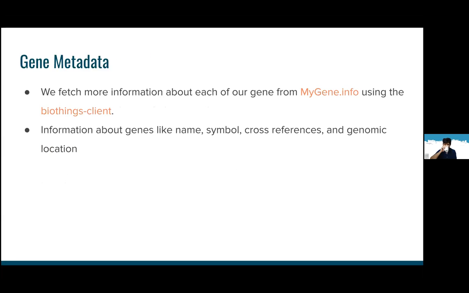But the third part is it's not enough to just have genes by themselves. We want more information about the genes, their metadata like name, symbol, cross references, genomic locations. And there are many sources to get this information from. You can get it from Ensembl and NCBI. But what we use here is a service called MyGene.info, which is an API that you can query using certain IDs to get back information about them. So what MyGene.info does is sort of aggregates information about certain biological entities. And we use the BioThings client, which is a Python library that can be used to query this particular resource.